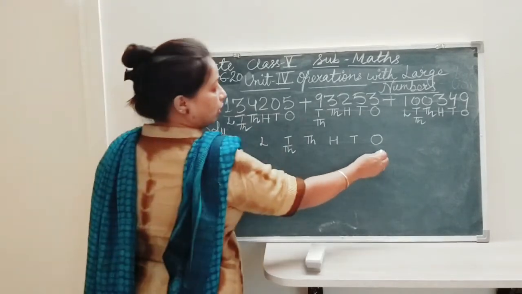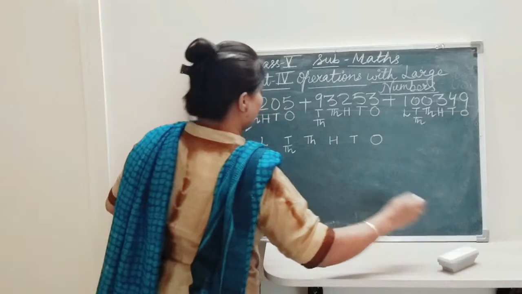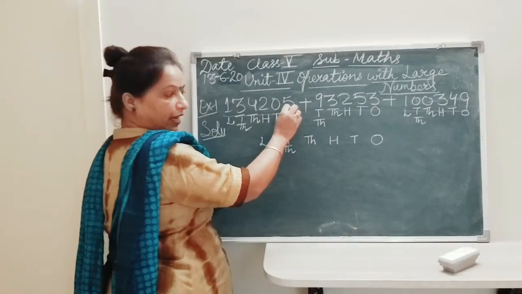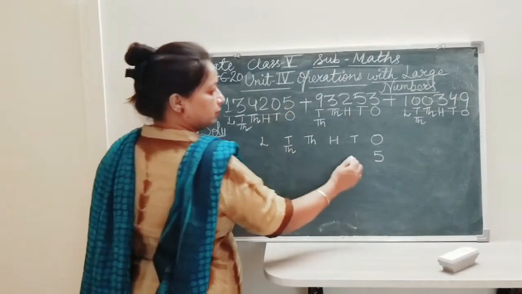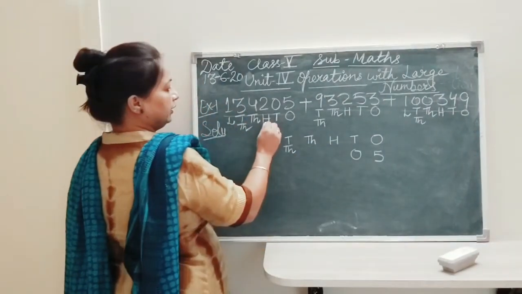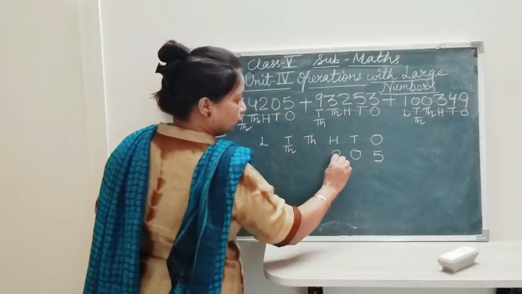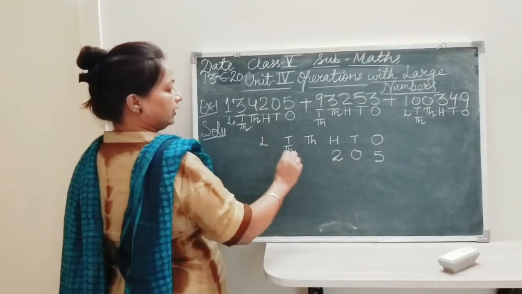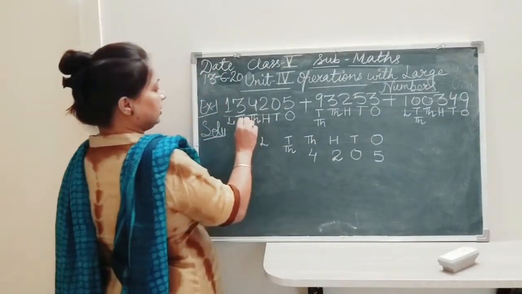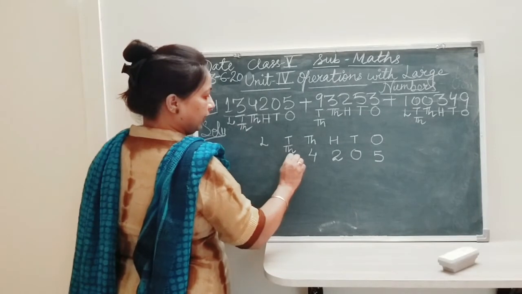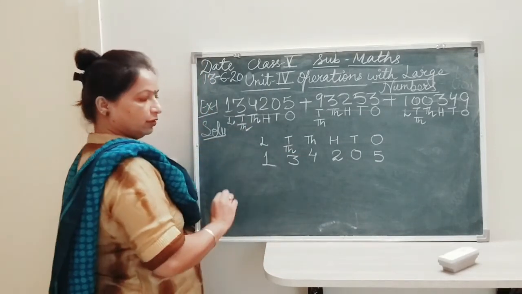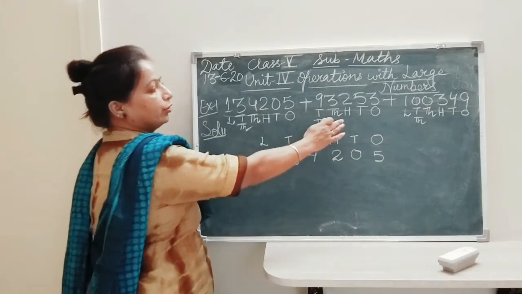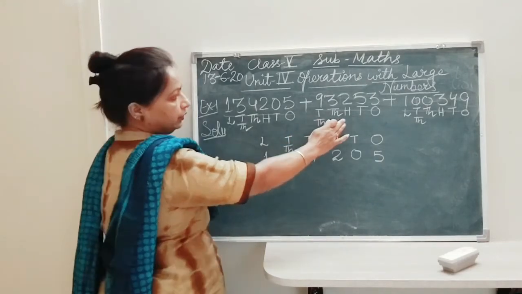In the ones column, what will come in the ones column? 5. We are going to write from here. In the tens column will come 0. In the 100 column will come 2. In the 1000 column will come 4. In the 10,000 column will come 3. In the lakh column will come 1. First number is over. Now we are going to write the second number.